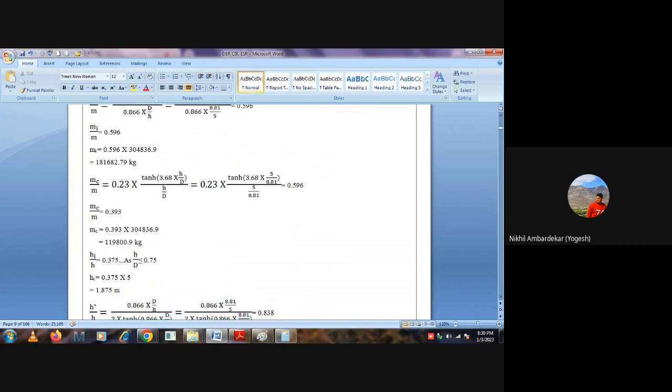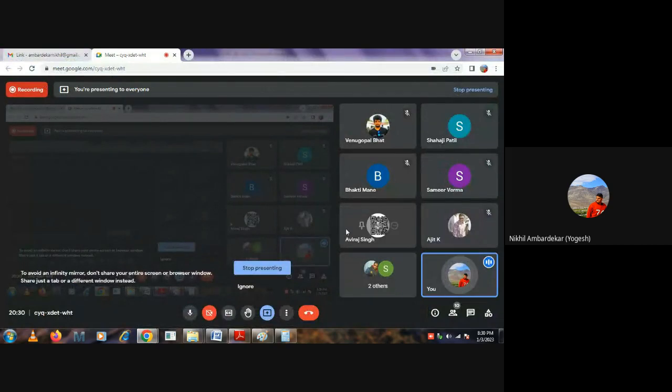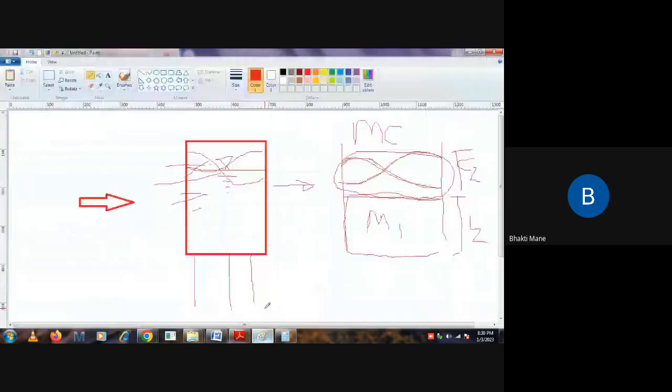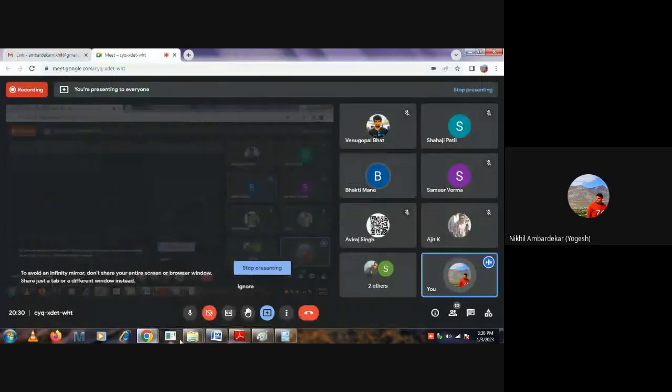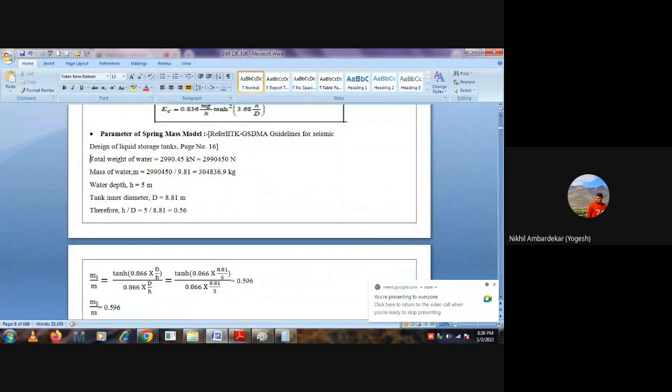I think someone has asked me about mass, I guess Bhakti. Sir, I thought that mass is equal to the total structure's mass, so why are we taking only water? Because water is the only thing oscillating, correct? Yes. That's why we are considering only the total weight of the water. Got your answer for your question? Yes, sir.